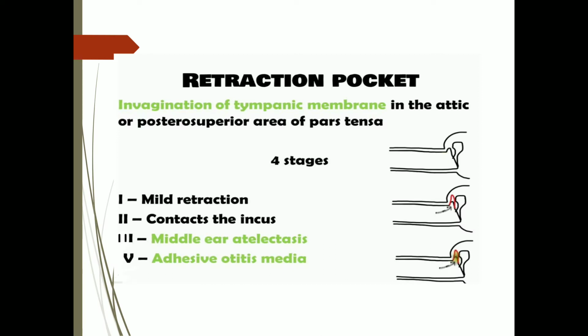Retraction pocket: invagination of tympanic membrane in the attic or posterior superior area of pars tensa. It is of four stages. First, mild retraction. Second, contacts the incus. Third, middle ear atelectasis. Fourth, adhesive otitis media.